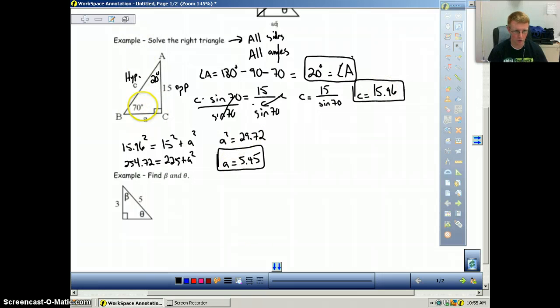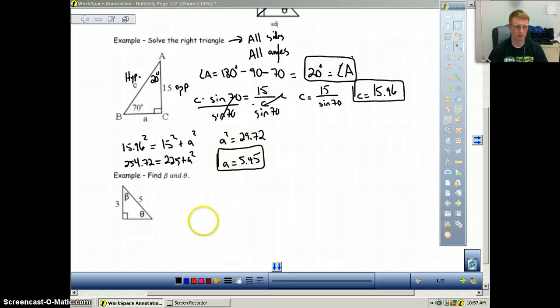You could have also solved A using trig. We have the angle right here. We could have done cosine of 70 equals A over 15.96. We could have done tangent of 70 equals 15 over A. We can do sine of 20 equals A. There's a lot of ways that you can do it. Once you have two of your sides, you can use almost any trig function or the Pythagorean theorem to find the third side.